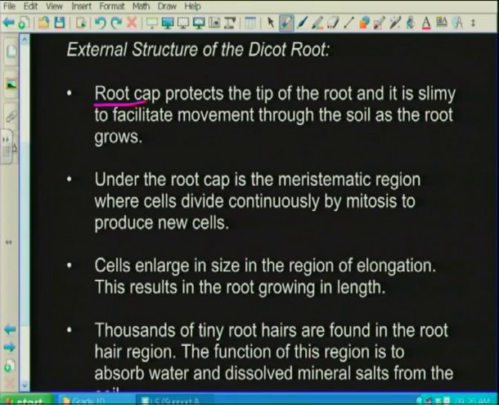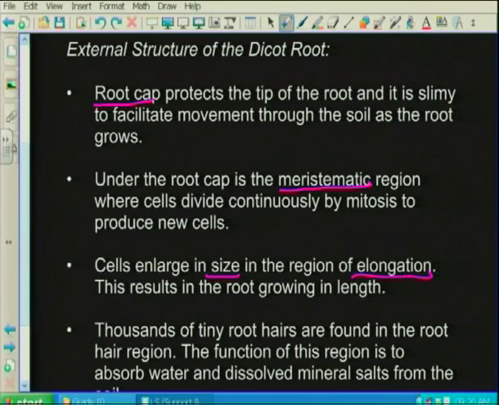Now if we go and look, so we said that we have the root cap right there, and I said that it protects the tip of the root and it is slimy to facilitate movement. Then under the root cap you have the meristematic region, and this is where cells divide. This is where you produce new cells by mitosis.